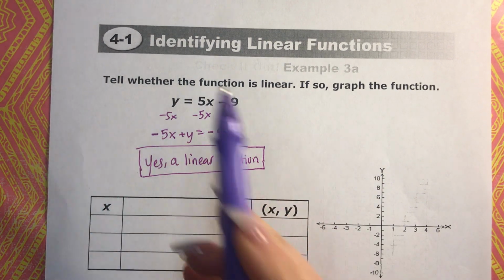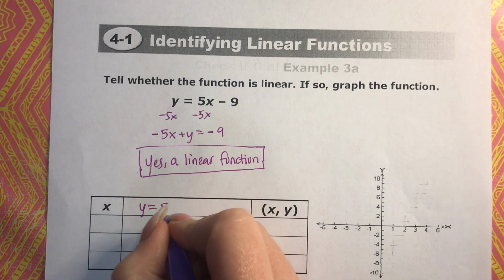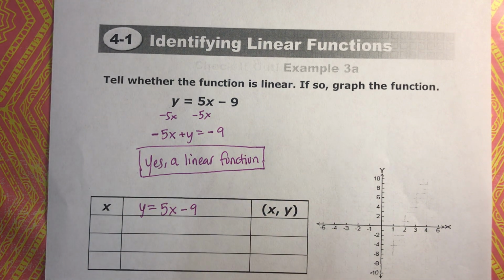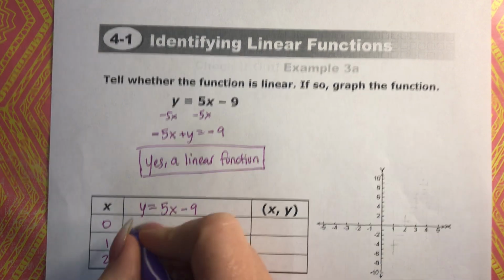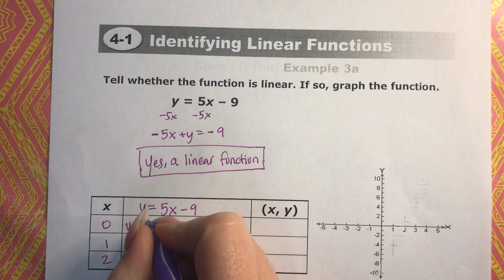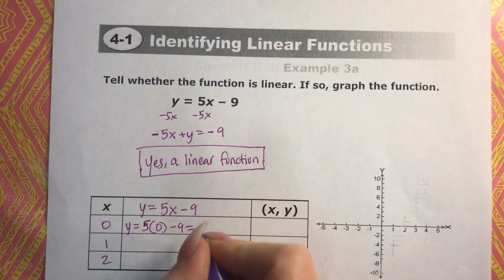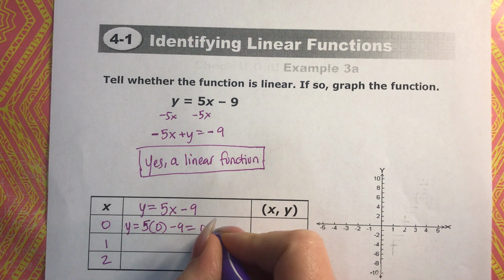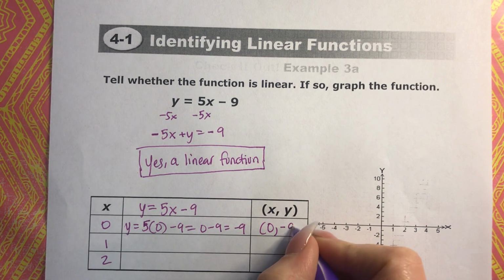So this is nice, it's already solved for y here. So I'm just going to write that here. And then I'm going to pick some values, like 0, 1, and 2, and then just substitute those in. So y equals 5 times 0 minus 9. 5 times 0 is 0. So we have 0 minus 9, which is negative 9. So that's 0, negative 9.